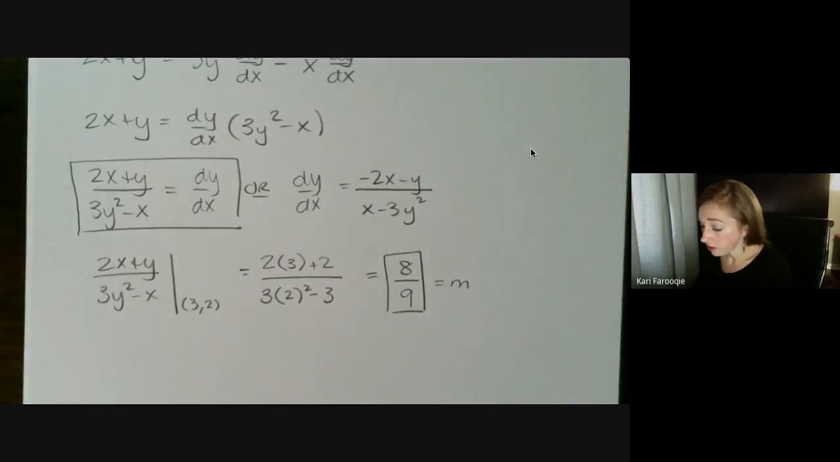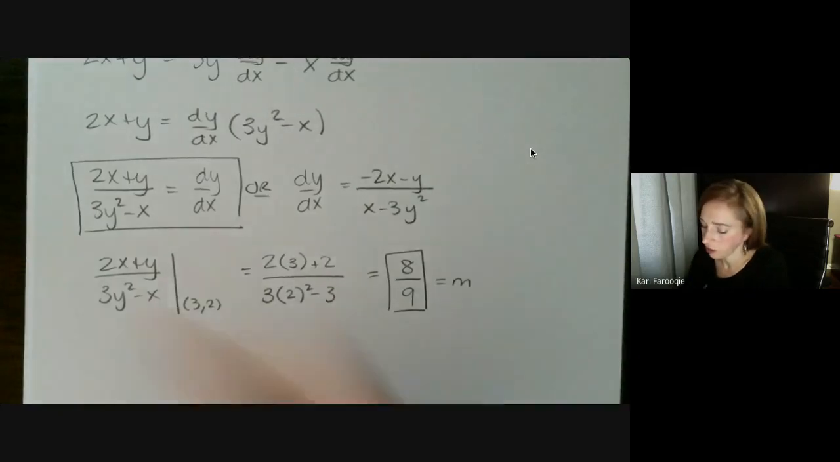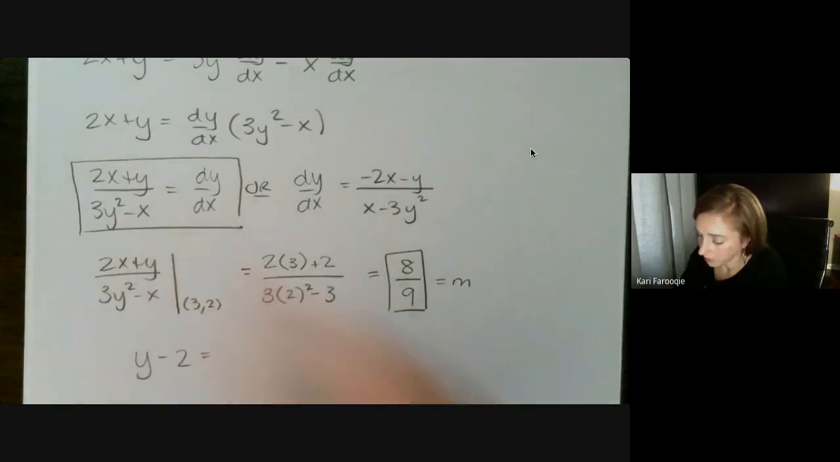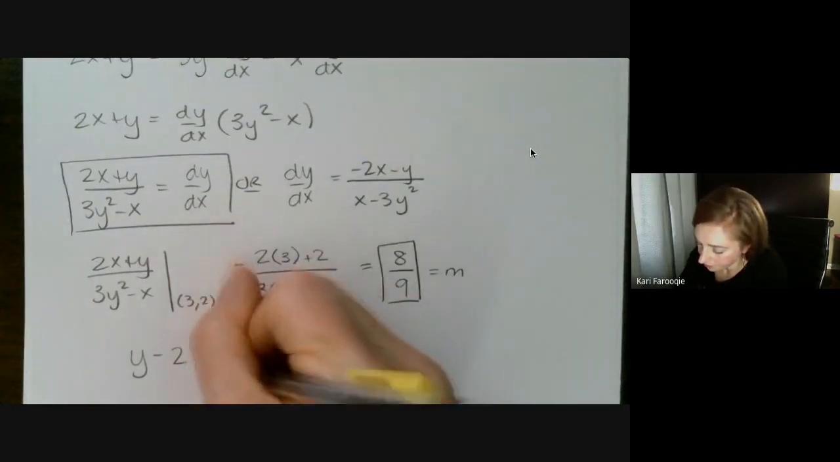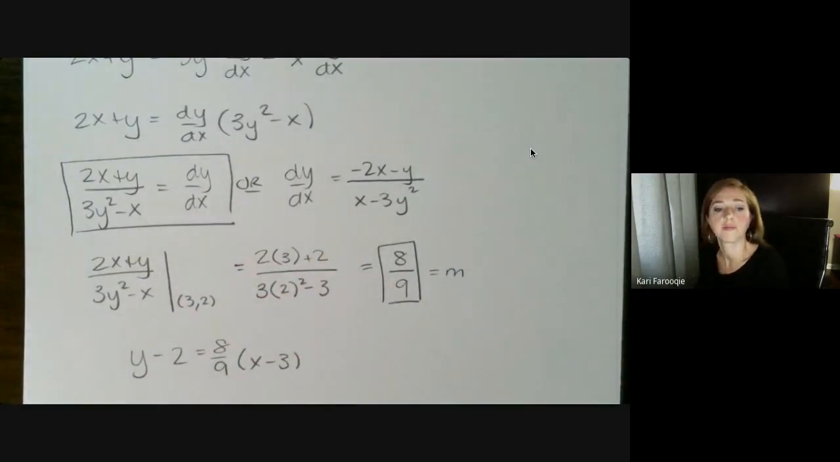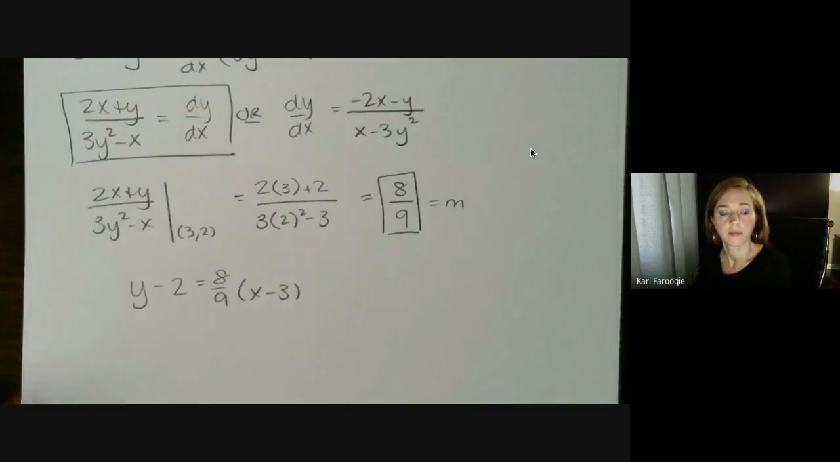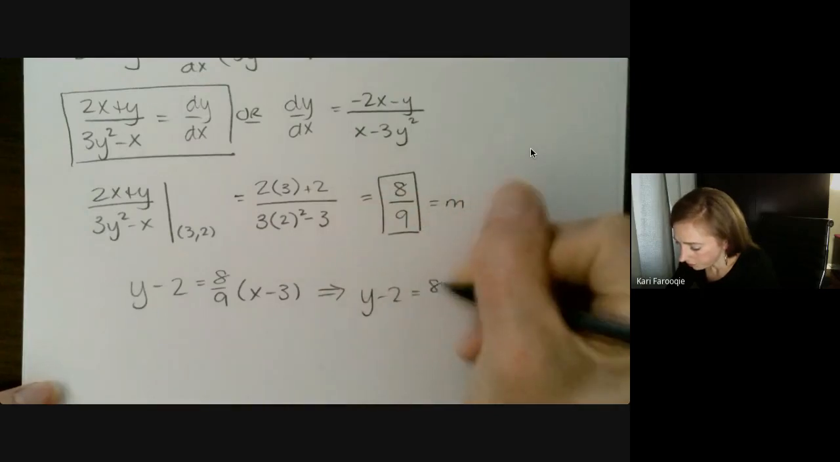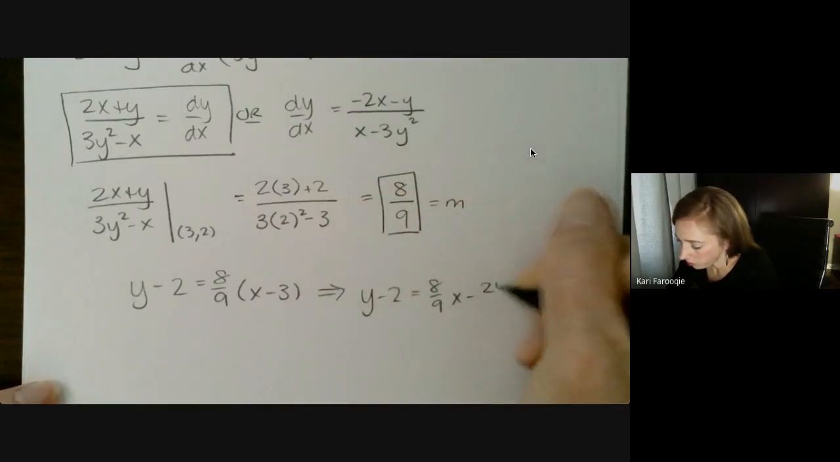So now we're just going to take our point, which is 3, 2, and we're going to write an equation for the tangent line. So y minus y sub 1, which is 2, equals m times x minus x sub 1, which is 3. And then you'll simplify. We should have done this so much by now. It is just second nature to us.